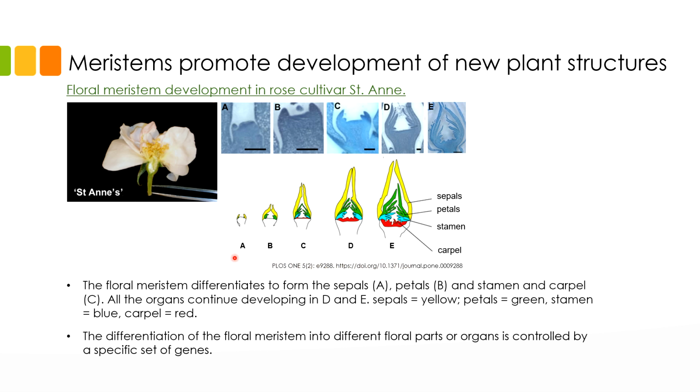The individual figures depict the differentiation of a floral meristem into different floral organs, starting from the differentiation of sepals in A. Those are the tiny yellow ear-like structures you see here. In B, you can see the beginnings of petals in green alongside the development of the sepals. In C, you start to see the differentiation of both stamen in blue and also the carpel in red. You can see each of these organs developing in both D and E. The differentiation of the meristems into these organs are controlled by a set of genes that are expressed as soon as the plant starts flowering.